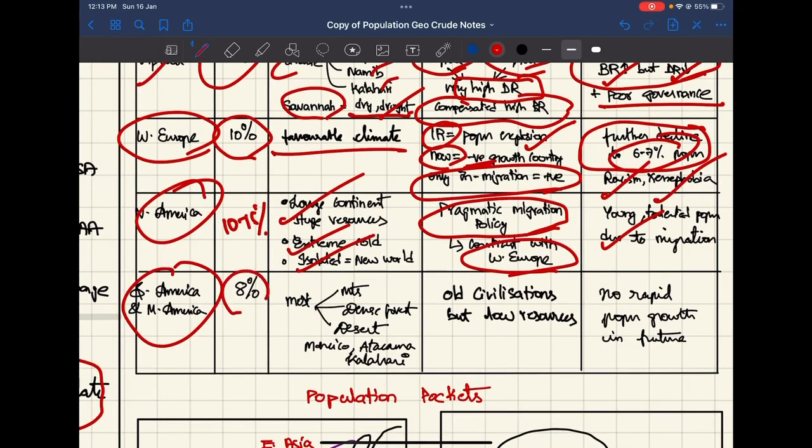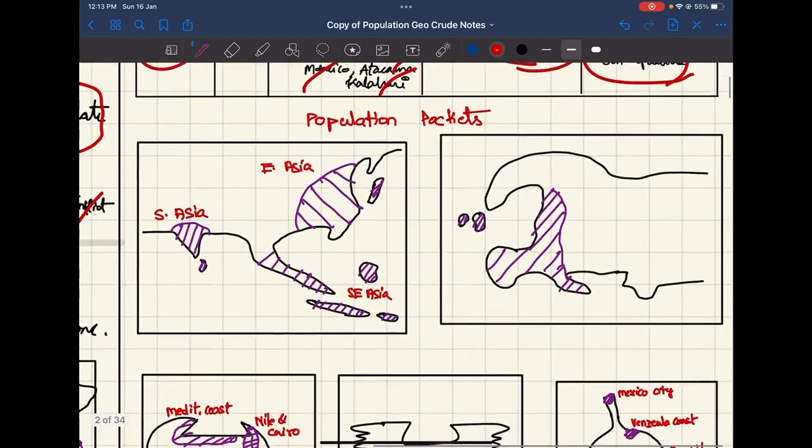Southern and Middle America has 8% population. It has mountains, dense forests and deserts like Atacama Desert, Kalahari Desert, and Mexico Desert. It has old civilizations but low resources. Therefore, we cannot expect rapid population growth from this area in future.